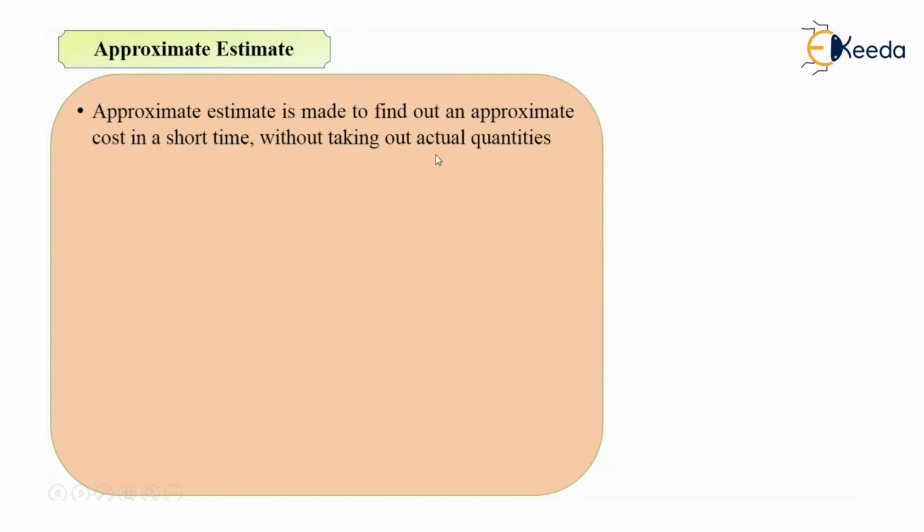Remember this, you are not finding out the actual quantities of various items of work, but from your experience you can say that in a particular locality the cost of land is this, the cost of construction per square feet or per meter square is this. So from that you can find a probable cost of a particular structure or a building in a short time. So what is approximate estimate?